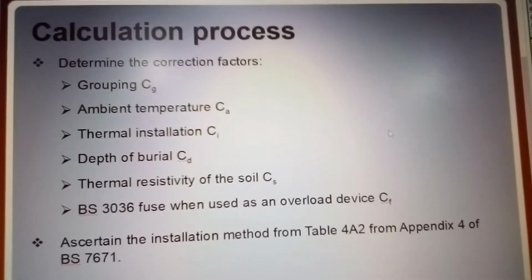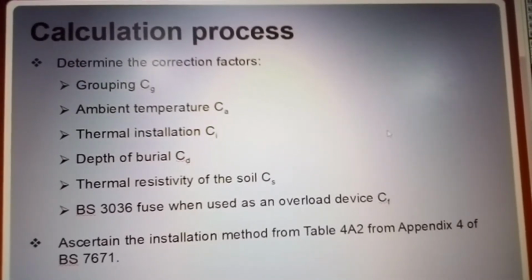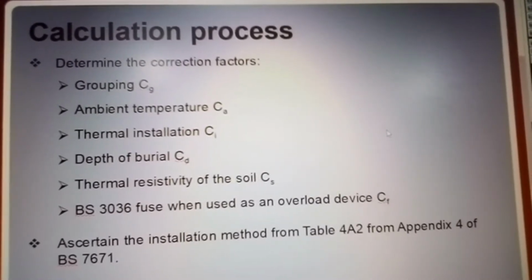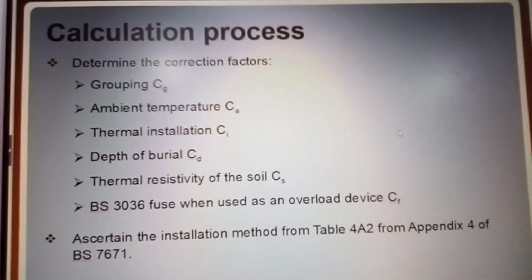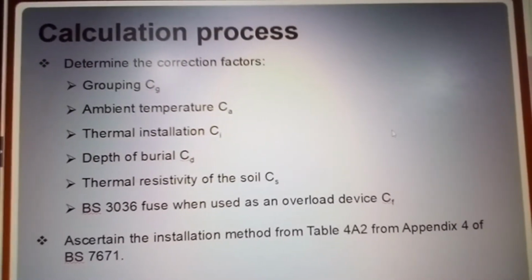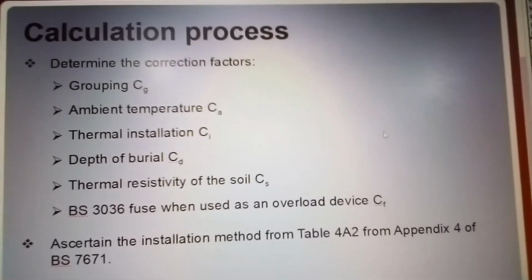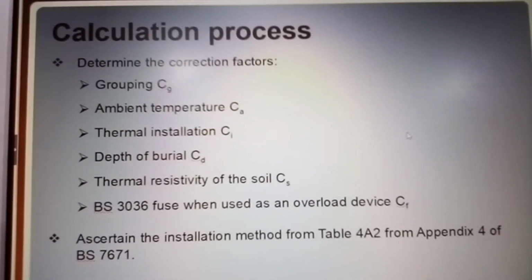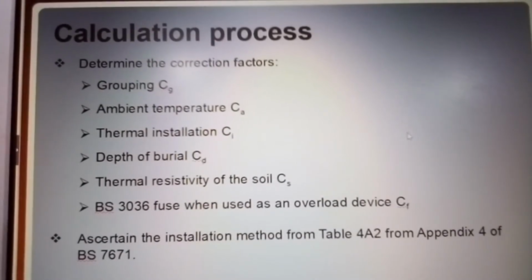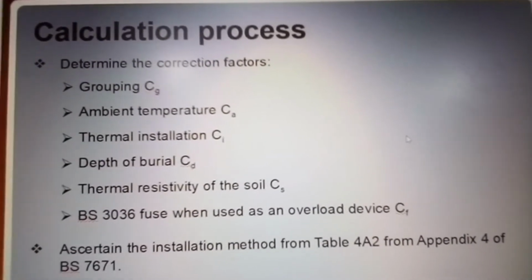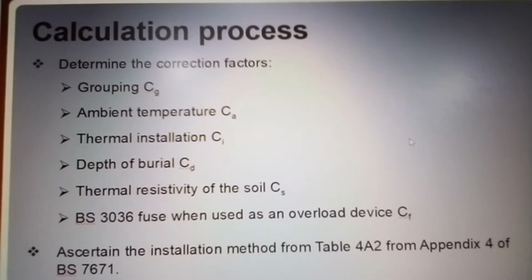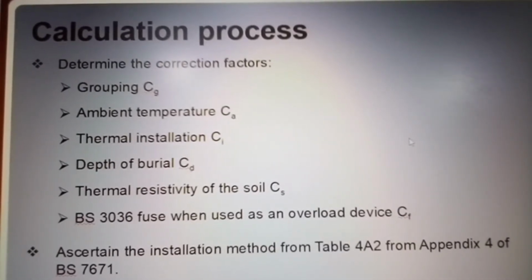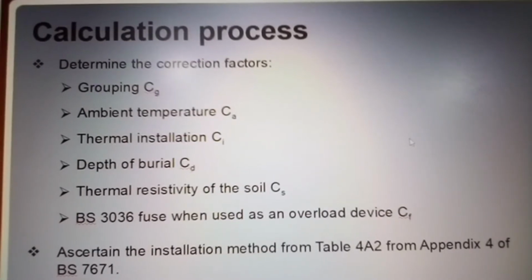Ascertain the installation method from table 4A2 from appendix 4 of BS7671. Now remember that the 18th edition of the IET regs has come out, and you will need to make sure that these references are still applicable in your calculation process. Okay, and it's in your BS7671 or your On-Site Guide, your OSG.